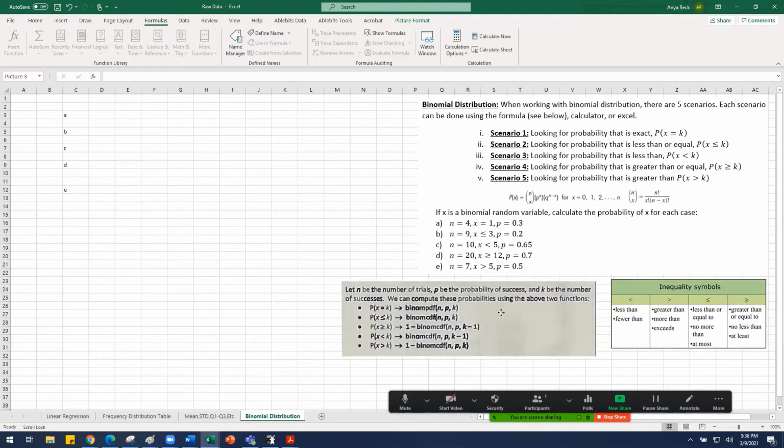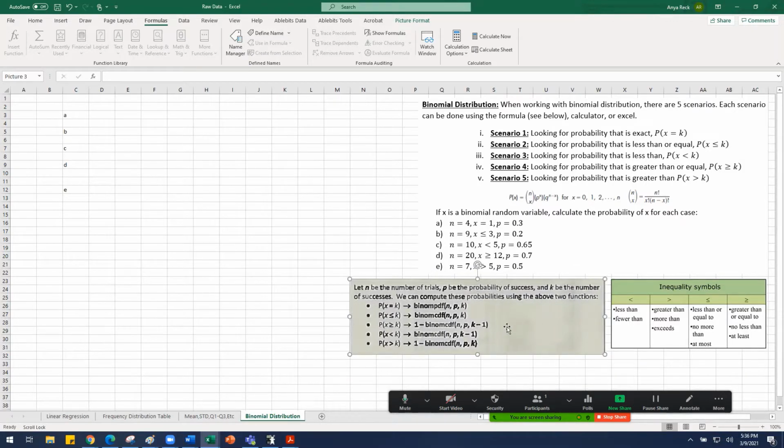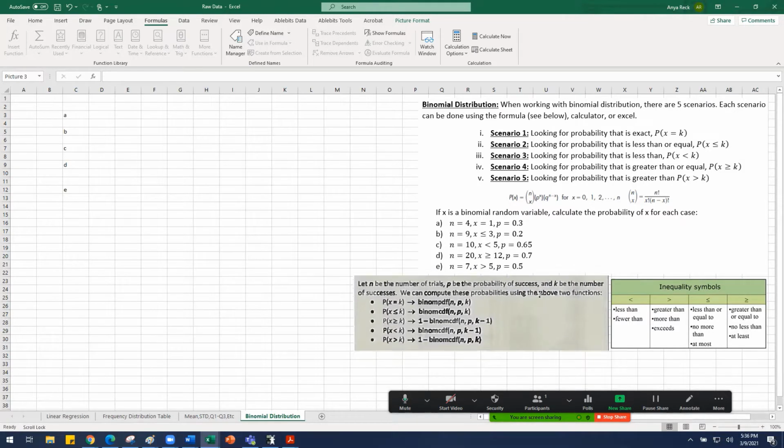This other picture I have here is the steps we use to type in the calculator. We will also be using these similar steps in Excel. So if you're looking for when your X value is exactly this number, you'll be using a binomial PDF in the calculator. And PDF means it's not a cumulative, it's just that particular value.